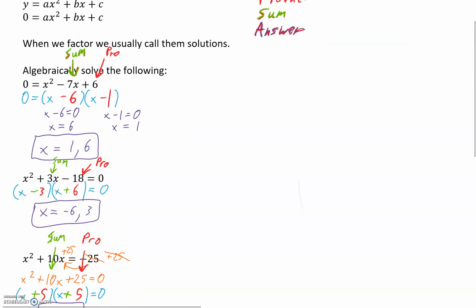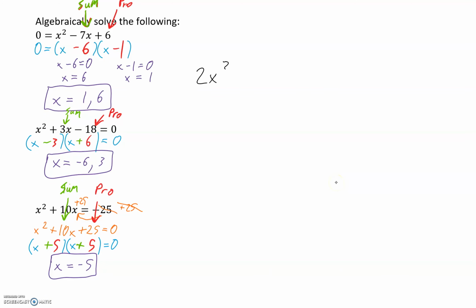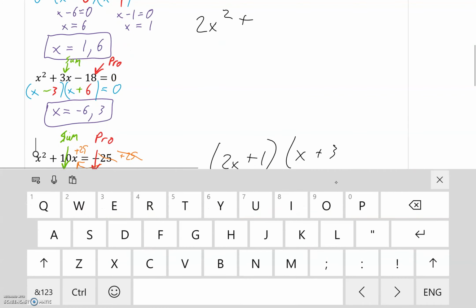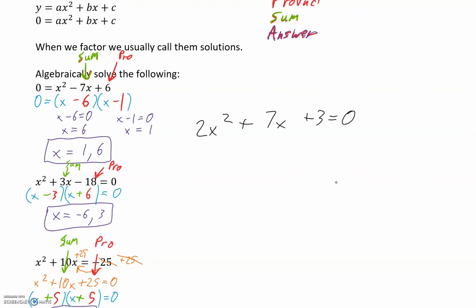All right, so that's pretty much it. The only thing that you might see is you might see like a 2x squared plus, let me just make this work out. Plus 3, 6, 7. Okay, you might see a more complicated question like this, in which case you have to use PSA2 method, which is quite difficult for a lot of people.